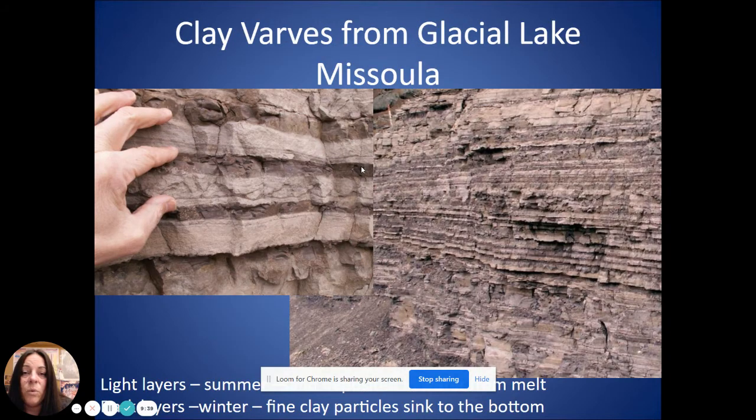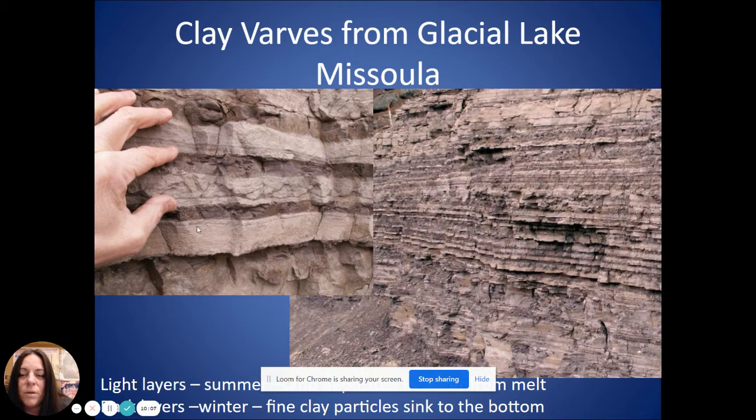So same thing. We can even look at nice little clay varves. And hopefully in the spring we'll get to go out on a field trip and look at some of these because we've got these right in our own backyard. So if you look, this is kind of what you see far away. But if you zoom in, you're going to see light sections, dark sections, light sections, dark sections. Well, each one of these, a light and a dark together, is actually 1 year.